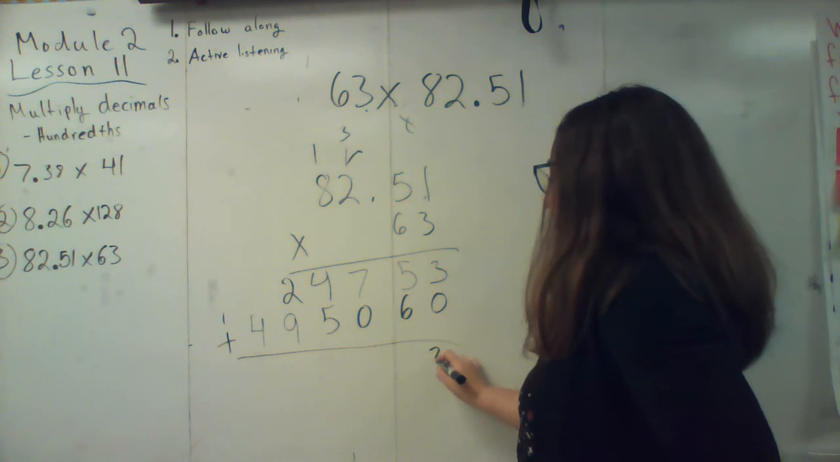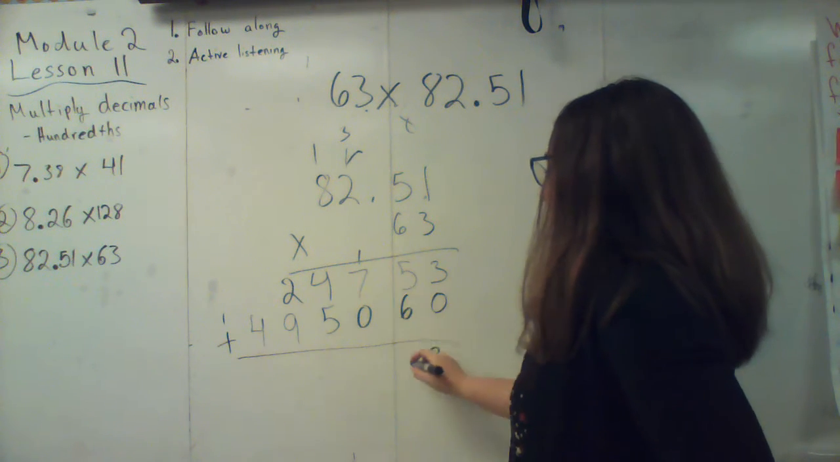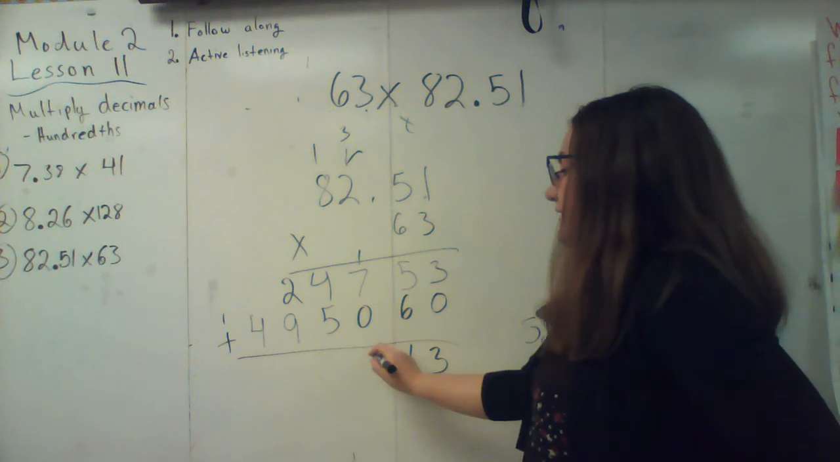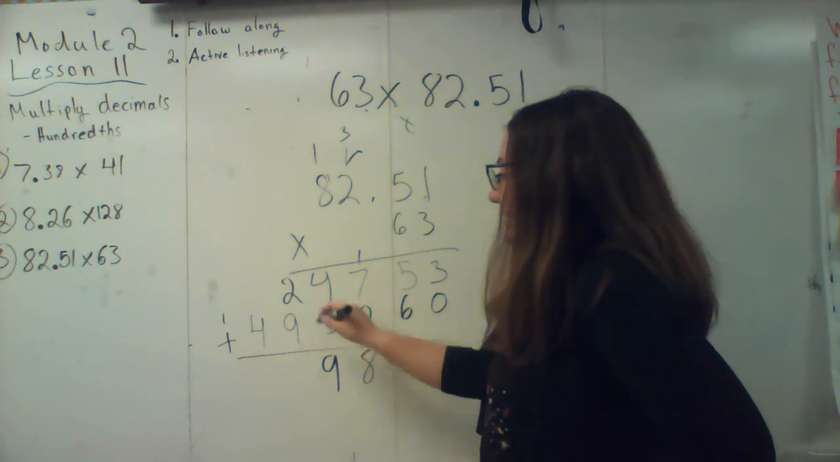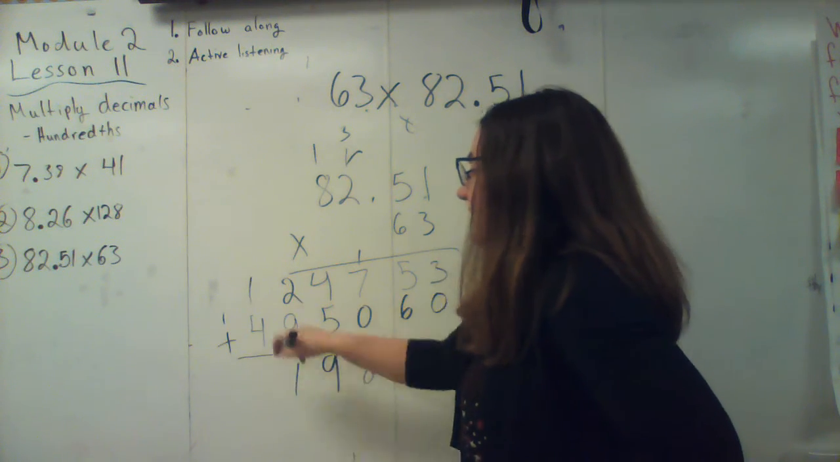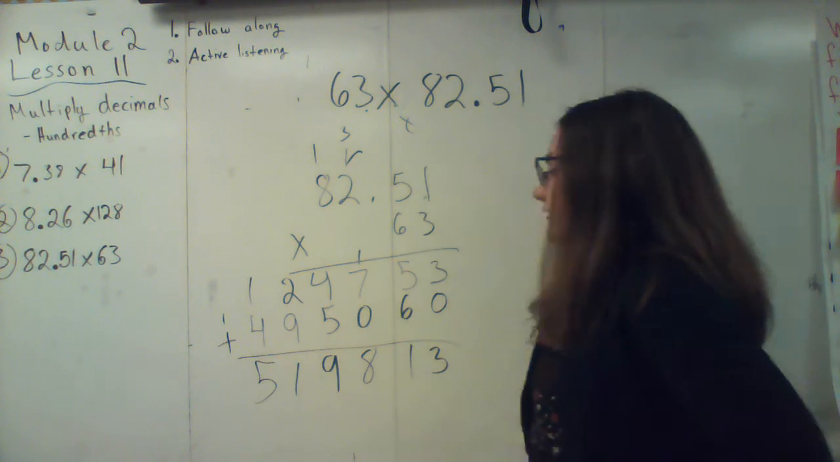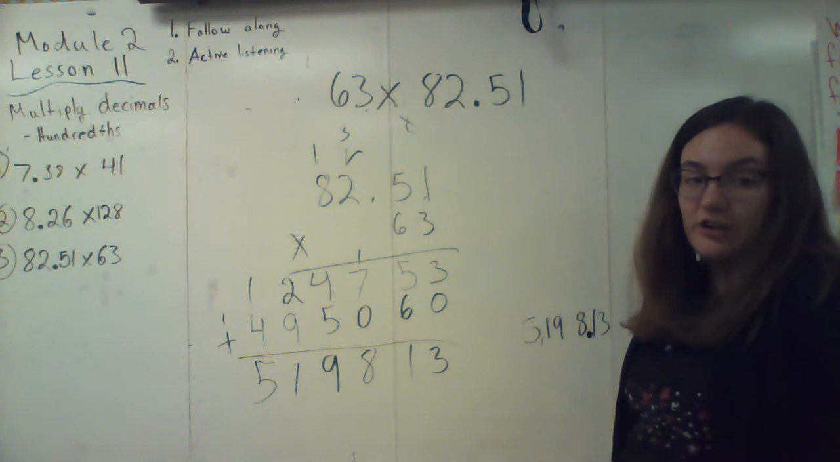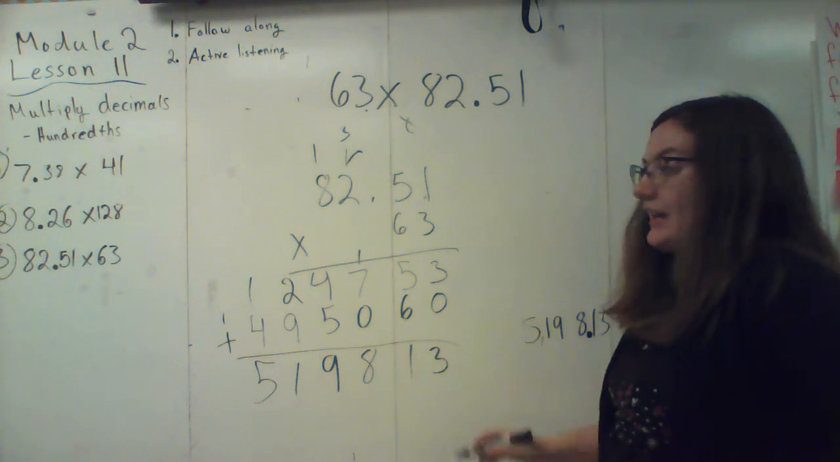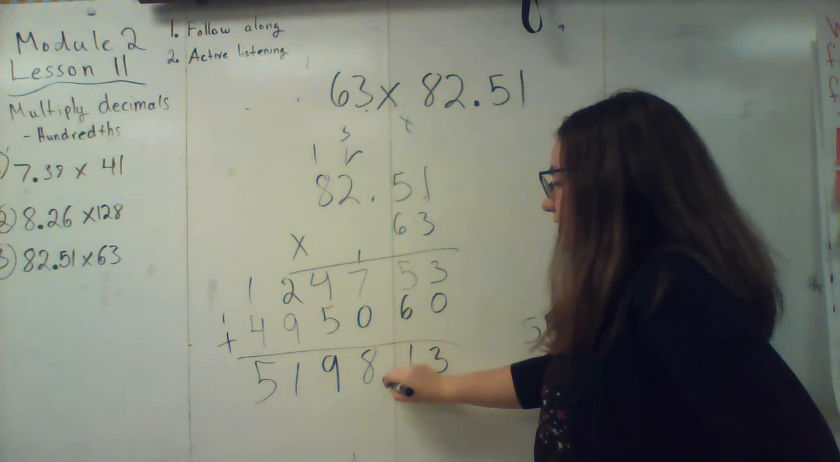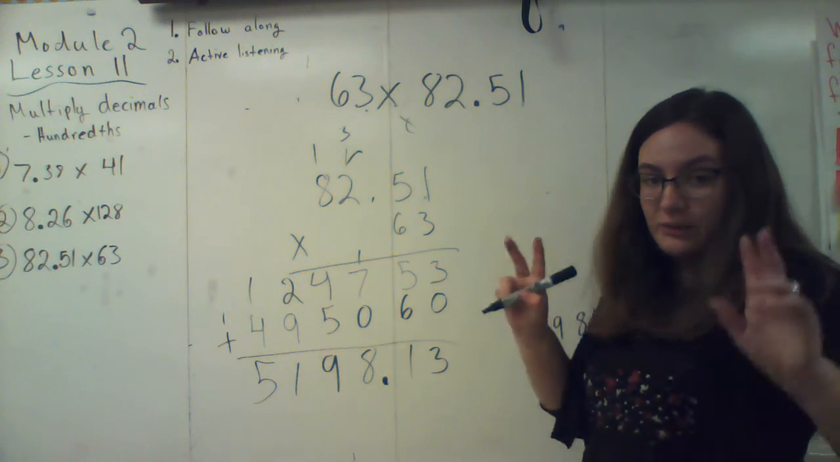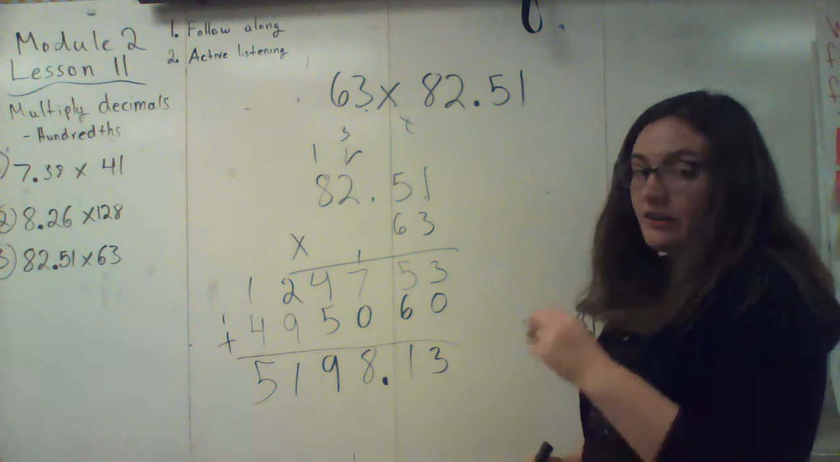So 3 plus 0 is 3, 5 plus 6 is 11, 1 plus 7 plus 0 is 8. Then I have 4 plus 5 is 9, 2 plus 9 is 11, 1 plus 4 is 5. Then I had to make sure I include my decimal in my answer. So my decimal is going to come straight down. And it's really important that when you take your decimal straight down, that your decimal points are lined up.